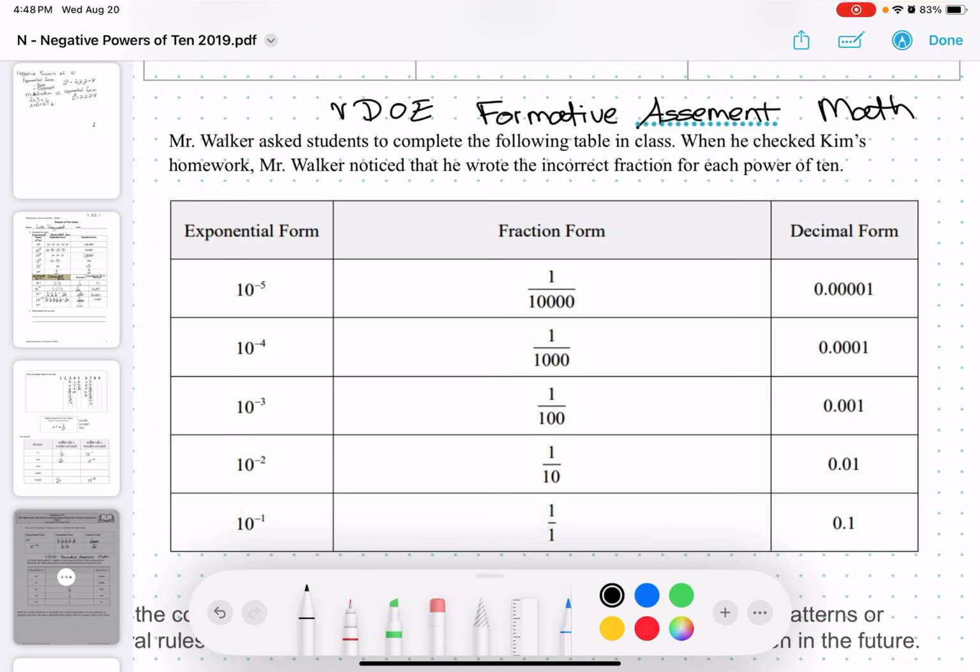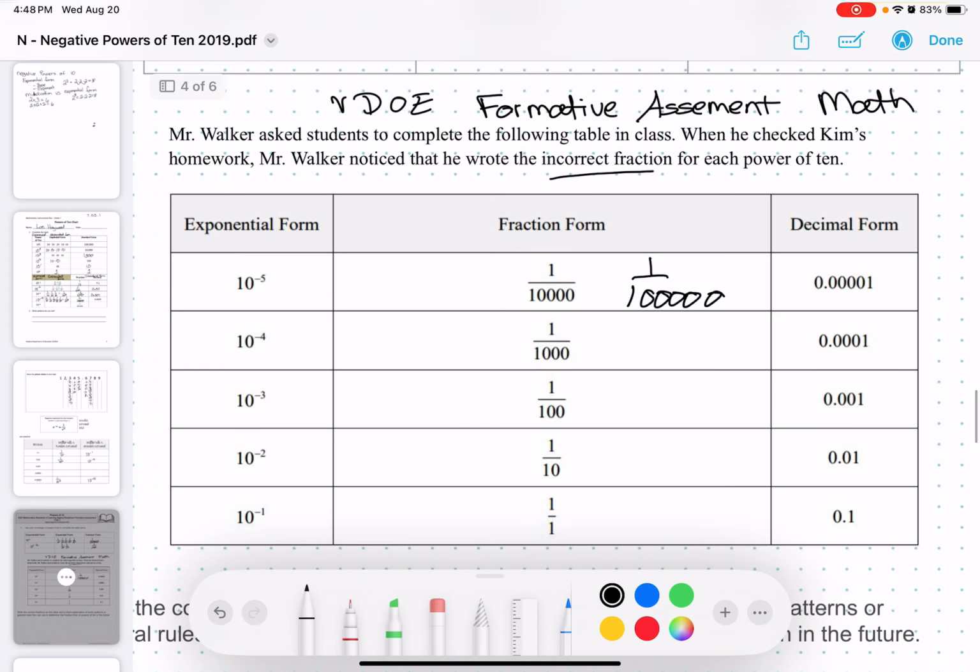So it says, Mr. Walker asked students to complete the following table in class. When he checked Kim's homework, Mr. Walker noticed that he wrote the incorrect fraction for each power of 10. So we're going to look at fraction form. So the fractions are incorrect. So we have 10 to the 5th. So therefore, I know in fraction form, I'm going to write a 1, and since I have a 5, that's going to be 5 zeros after that 1. 2, 3, 4, 5. And he has 1, 2, 3, 4.